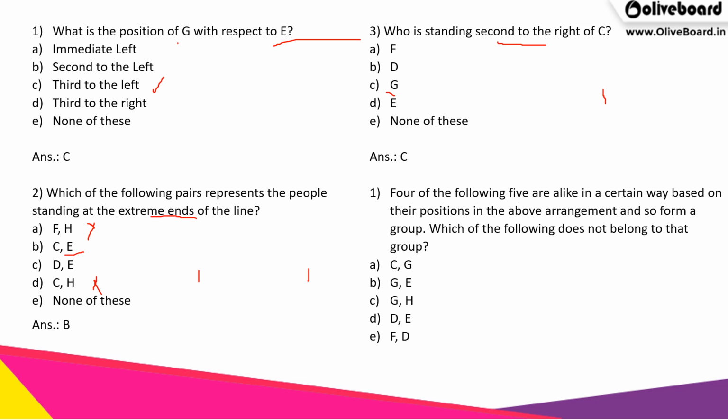The fourth question is, 4 of the following 5 are alike in a certain way based on their positions in the above arrangement and so form a group. Which of the following does not belong to that group? So here out of the 5 options which are given, 1 is wrong as 4 of them follow the same pattern, which is that there is one person sitting between each of these except one in which 2 people are sitting between one another. So the correct answer is B, which is G and E, as 2 people are sitting between G and E. For all the rest of the options, only one person is sitting between them.